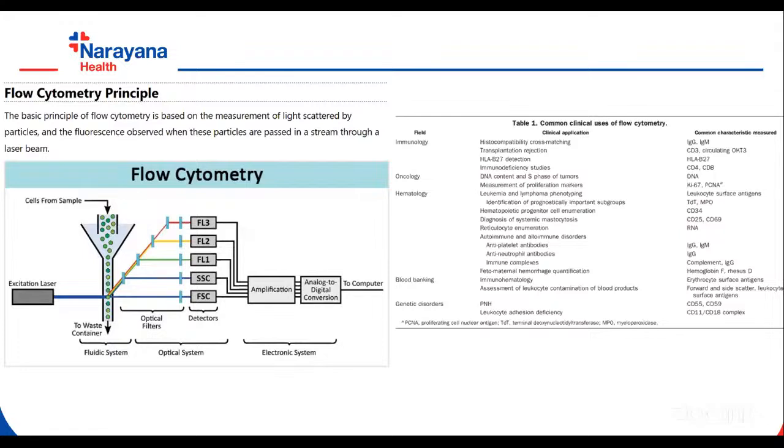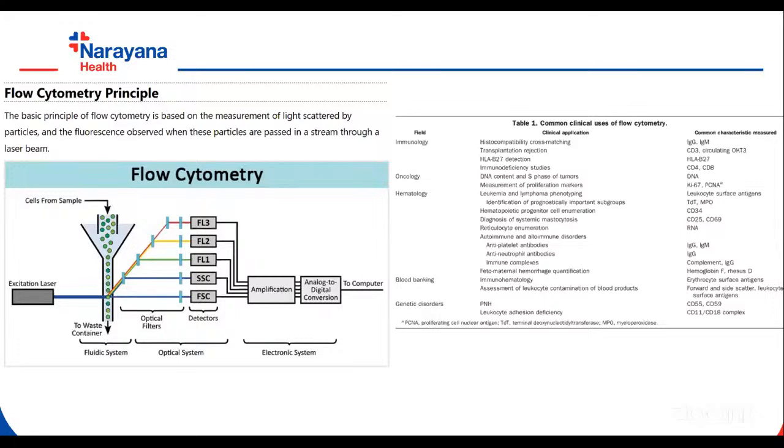So the basic principle of flow cytometry is measurement of the light which is scattered, and the fluorescence is observed when these particles are passed in a stream through a laser beam, and this is plotted on a graph which is analyzed and a report is generated.